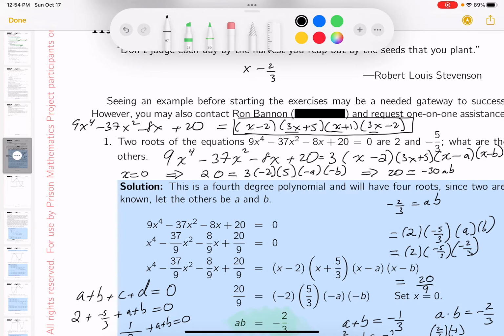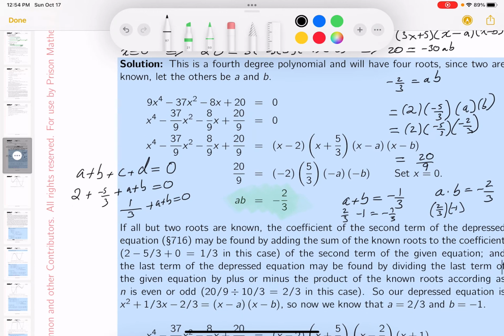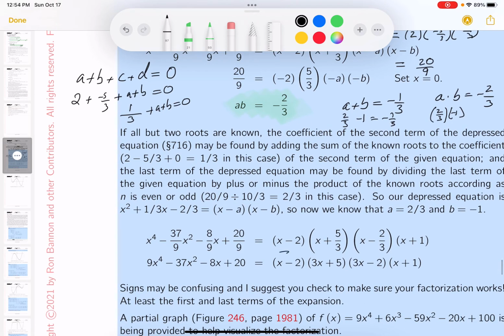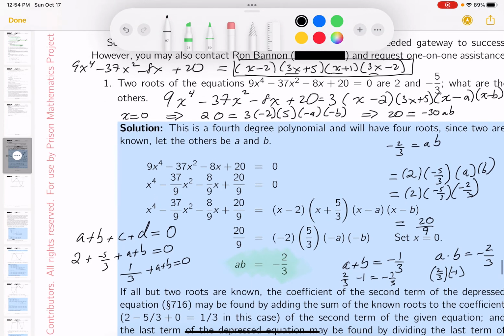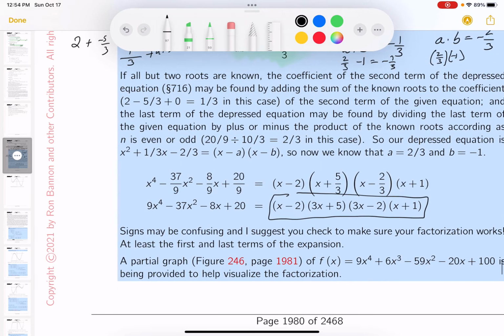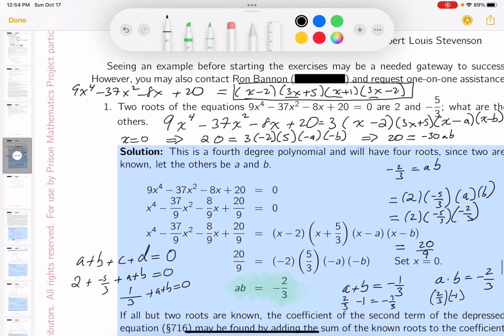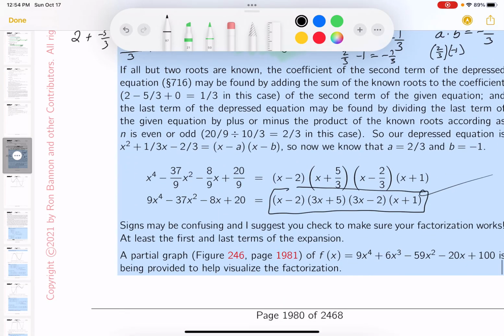You notice I'm not really multiplying it out. I do want to look at the answer, though. And, of course, when I'm looking at the answer, I want to make sure I'm getting the same answer over here. All right? And let's see if we did that. It's got that. X minus 2, 3x plus 5. Well, that's a no-brainer. 3x minus 2 and x plus 1. Yeah, we're getting it. All right? What's trouble here? I got to be honest with you.